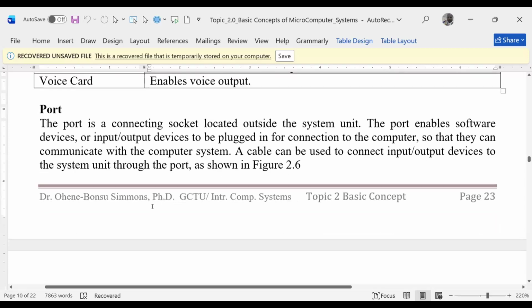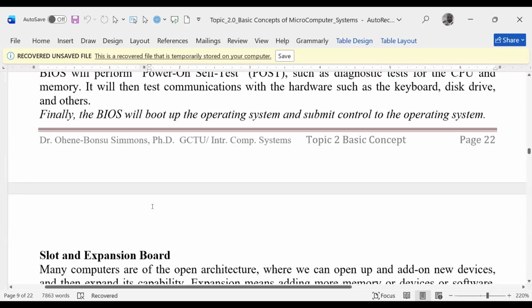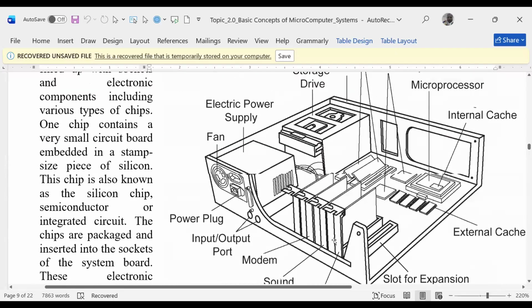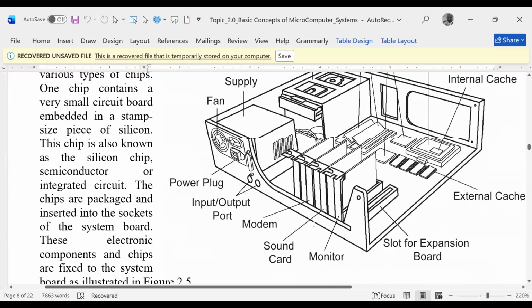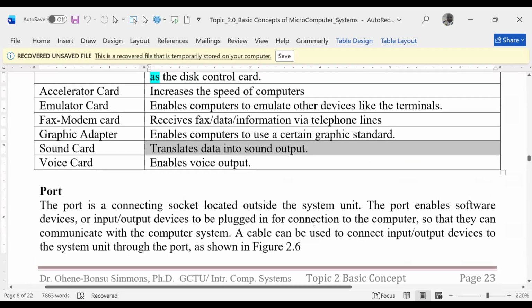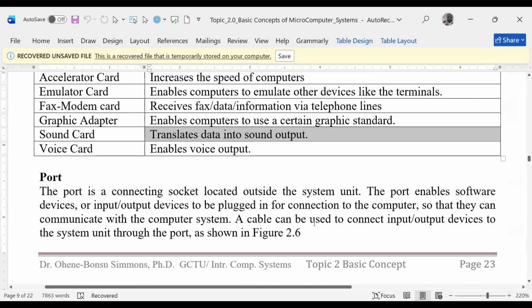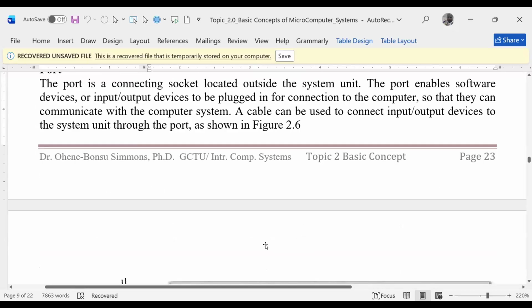The next one is port. And these here are called ports. The port, the same as the card, enables external devices to be connected to your computer system. What is a port here? It's a bridge, a connection that supports external devices to be connected. Before you can connect the monitor, you must go through a port. Before you can connect the printer, you must go through a port. So a port enables external devices to be added. And these external devices enable software and other things to be installed into your computer system.